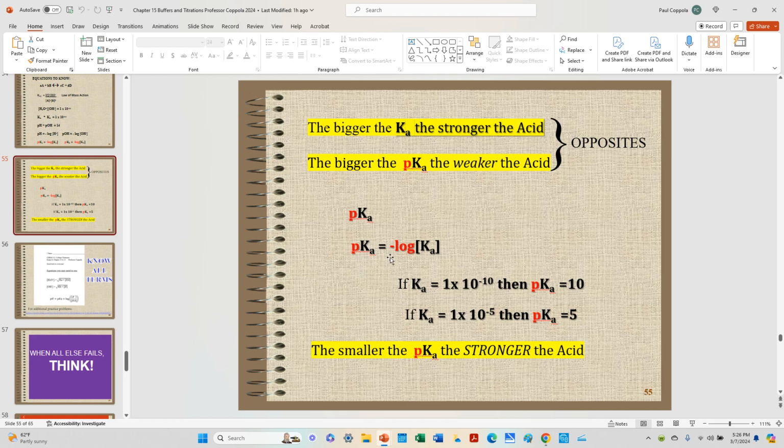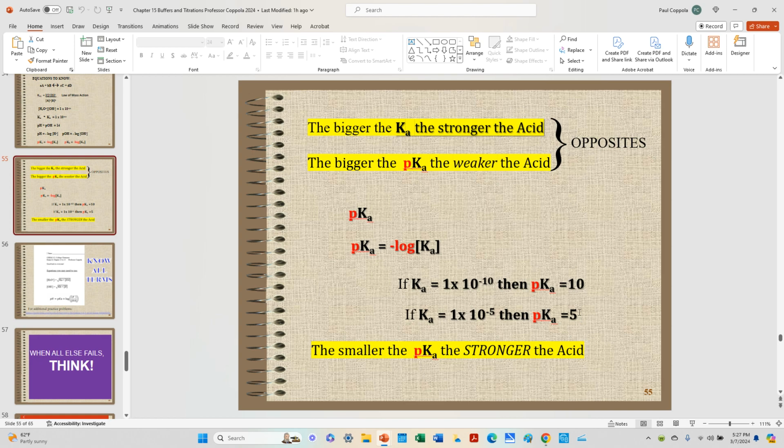What's pKa? It's negative log of Ka. P of anything is the negative log of that. Let's say that Ka, this is fairly weak, a very weak acid, 1 times 10 to the minus 10. Well, if you take the pKa of that, it's just going to be 10. Since it's 1, it's basically just the exponent, the negative log of 10 to the minus 10 is 10. So pKa is 10. But that's a weaker acid. What happens when you have a stronger acid? Here you have a Ka 10 to the minus 5, which is a bigger number than 10 to the minus 10. You take the negative log of that, you get 5.